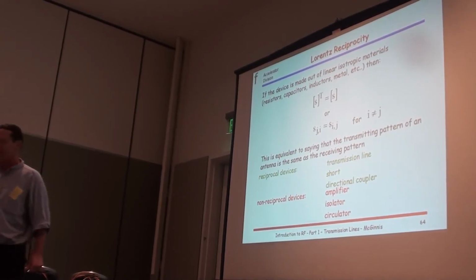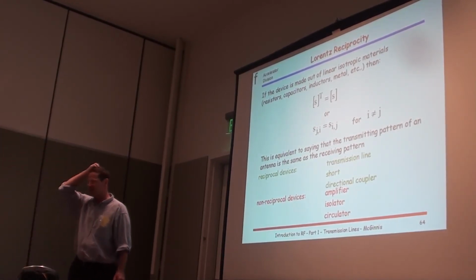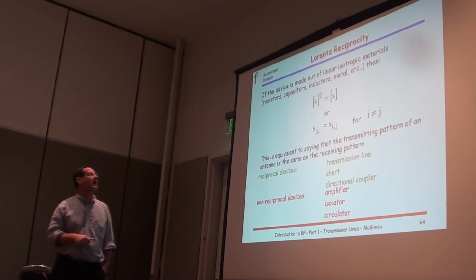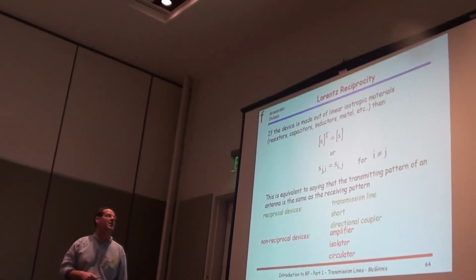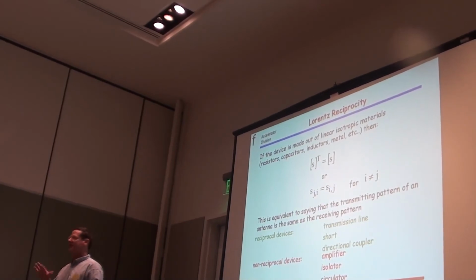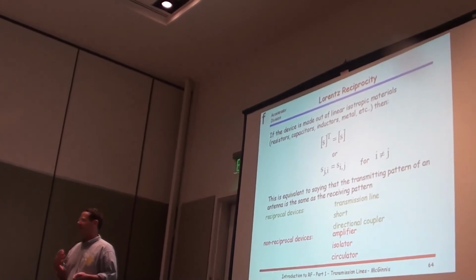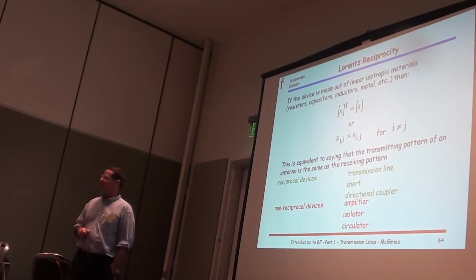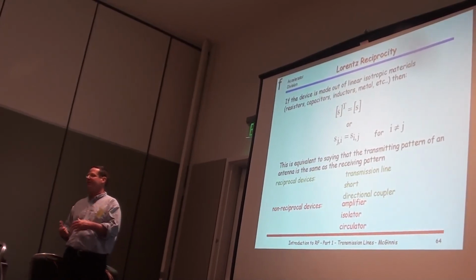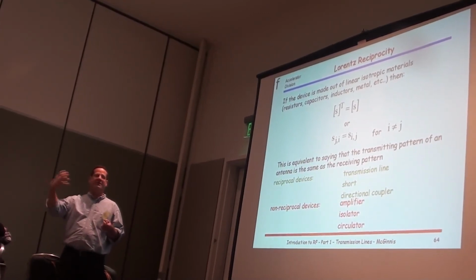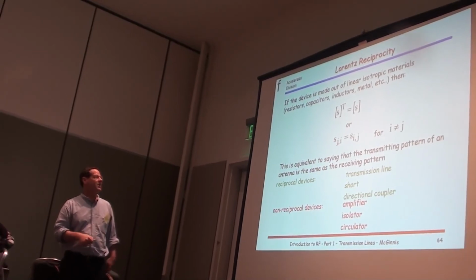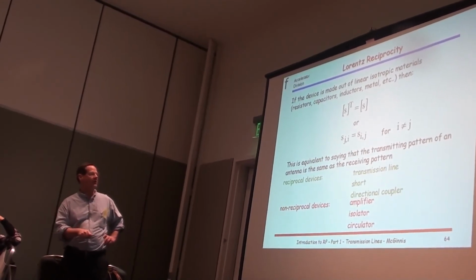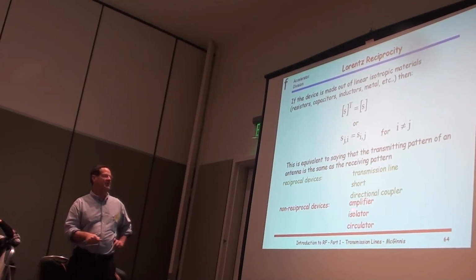A couple of handy things to remember when you're doing these network analyzer measurements. First of all is Lorentz reciprocity. If the device is made of linear isotropic materials, like resistors, capacitors, inductors, metal, then Sji is equal to Sij. Things like crystals maybe not so much, because they're linear, but not isotropic. That means the transmitting pattern is the same as the receiving pattern. Everybody knows this from antennas: when you transmit out, it's the same as your receiving pattern, as given by Lorentz reciprocity. Reciprocal devices: transmission line, short, directional coupler. Non-reciprocal devices: amplifier, isolator, and circulator.